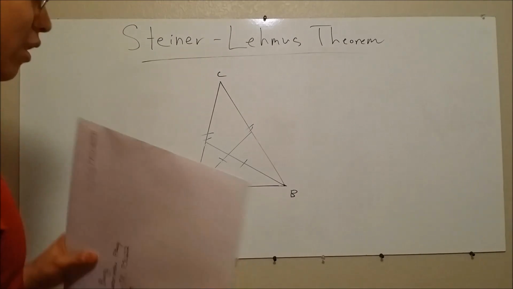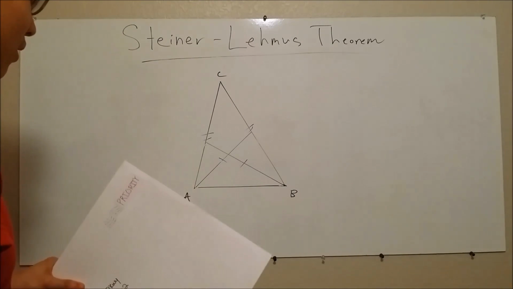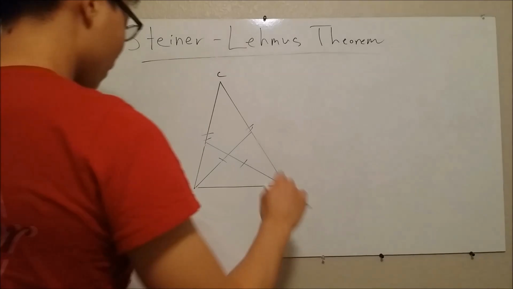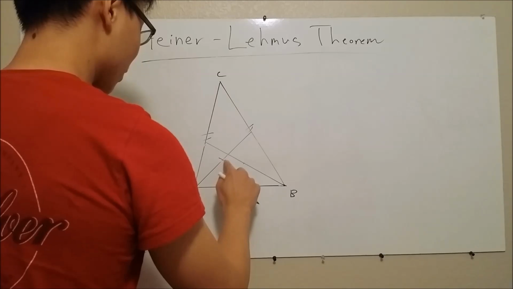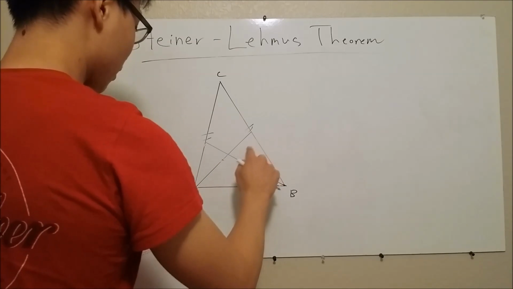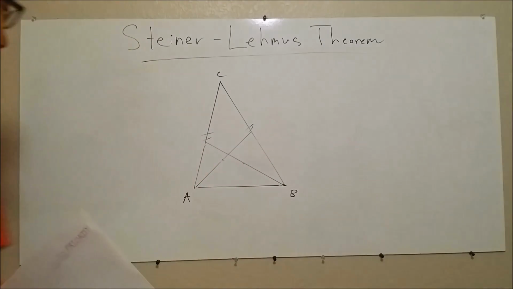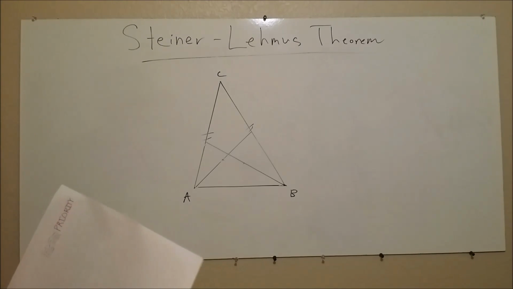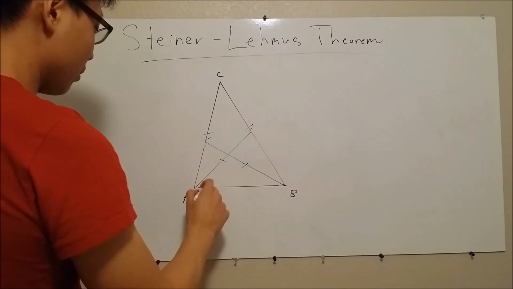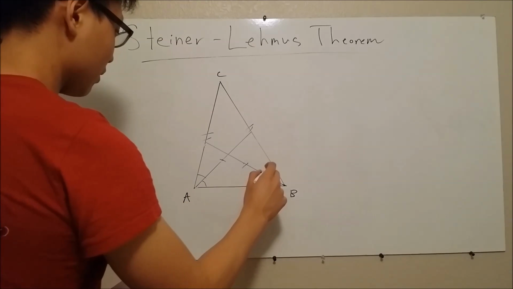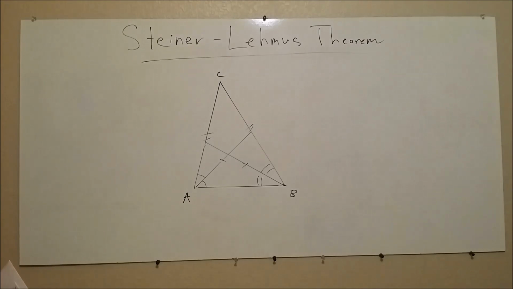Now, the converse of this theorem is really easy to prove. That would be that if we have an isosceles triangle with AC equal to BC, then we'll have that the angle bisectors are equivalent, like so. Is that good?